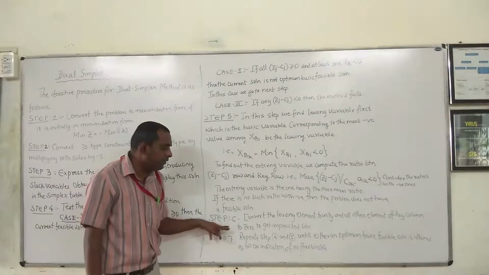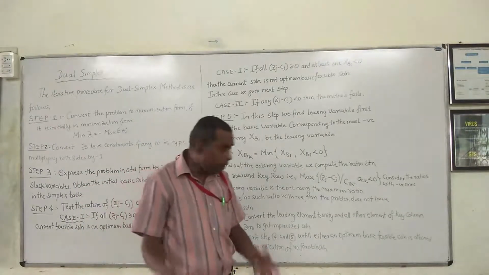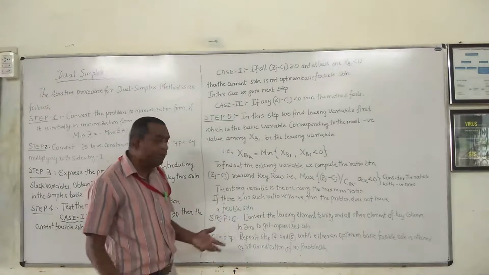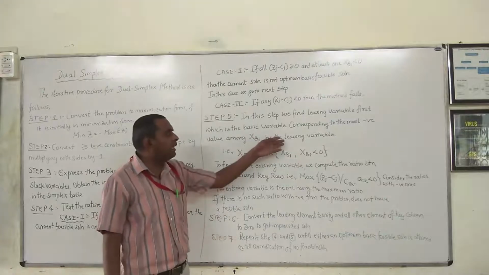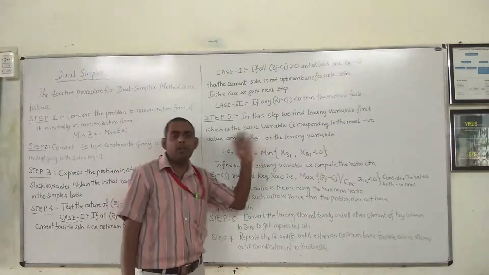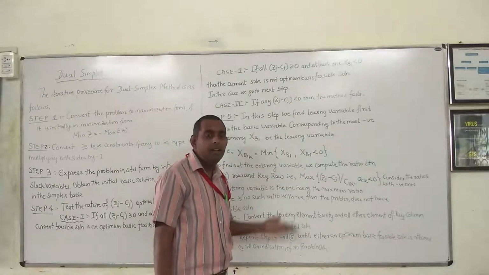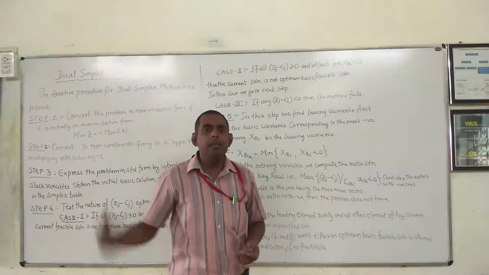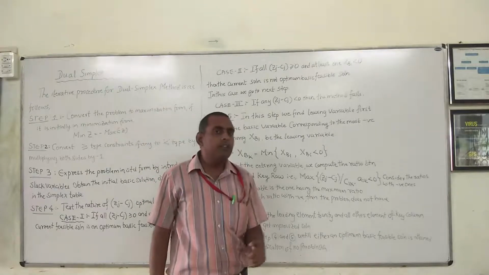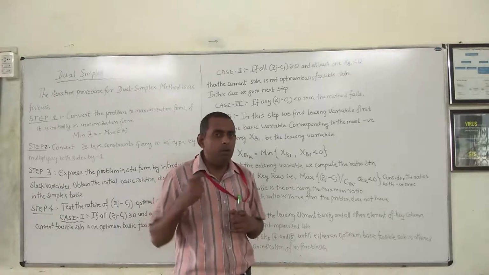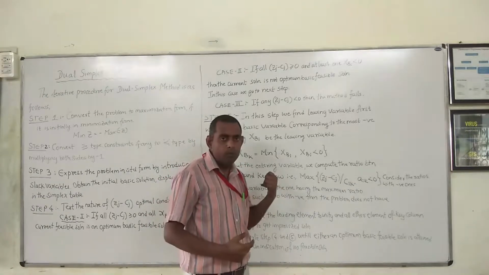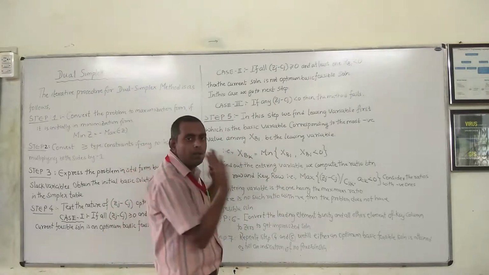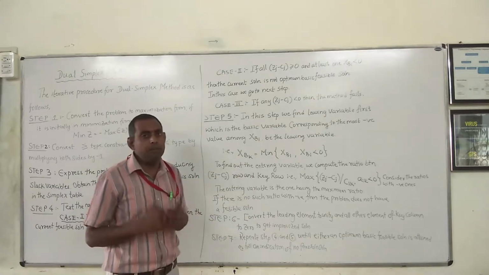Then what is step number 6? Convert the leading element into unity and all other elements in the key column to 0 to get the optimal solution. Once we got the leaving variable, entering variable and the key element, the procedure is the same as the simplex table. The only difference between simplex and dual simplex is step number 5. Remaining all steps are the same as the simplex method. This is the dual simplex method for you. Thank you.